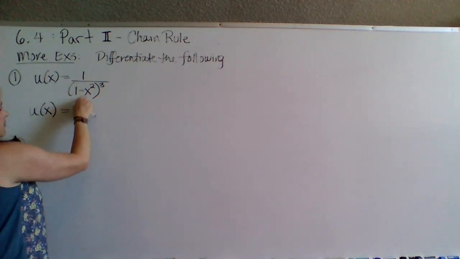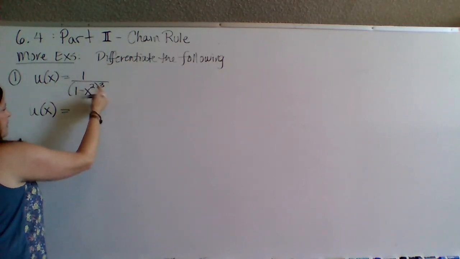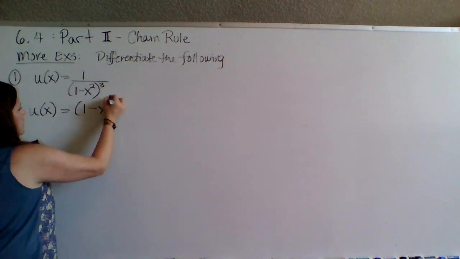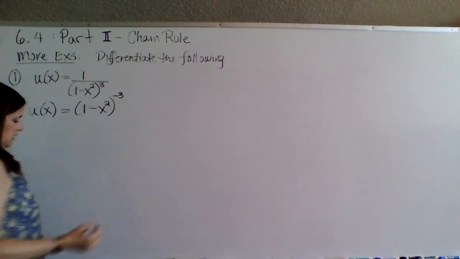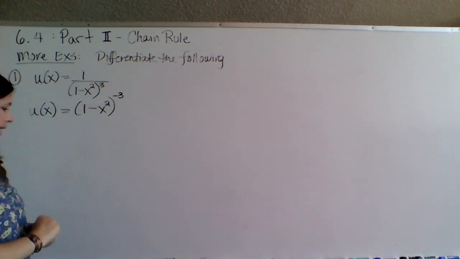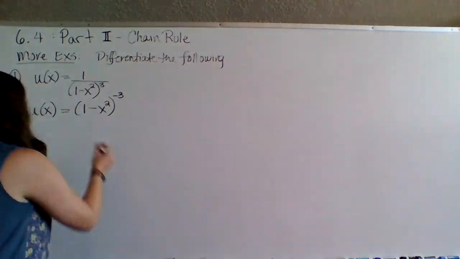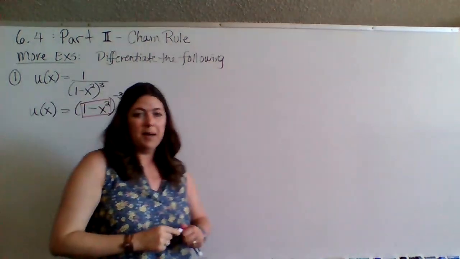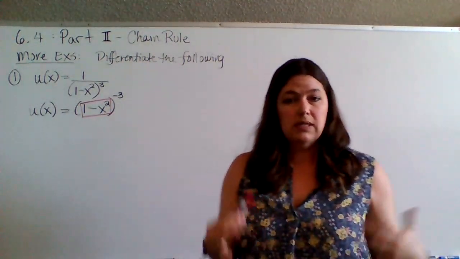And if it's already in the denominator, I don't want to move it to the top. Well, the 1 up top, I don't need to keep. 1 times anything would just stay itself. So it's 1 minus x squared, the whole thing to the negative third. So we have this inside piece, the 1 minus x squared, and the outside piece is that it's raised to the power negative third. So this is a chain rule problem.